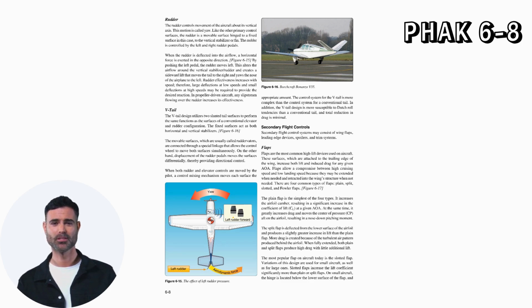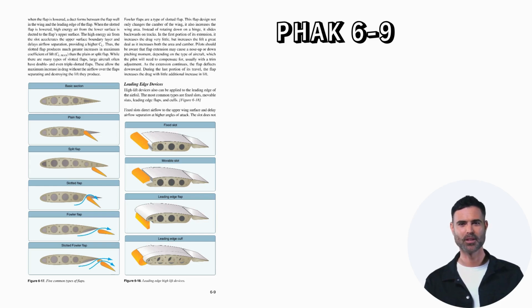Slotted flaps increase the lift coefficient significantly more than plain or split flaps. On small aircraft, the hinge is located below the lower surface of the flap, and, when the flap is lowered, a duct forms between the flap well in the wing and the leading edge of the flap. When the slotted flap is lowered, high-energy air from the lower surface is ducted to the flap's upper surface. The high-energy air from the slot accelerates the upper surface boundary layer and delays airflow separation, providing a higher CL.